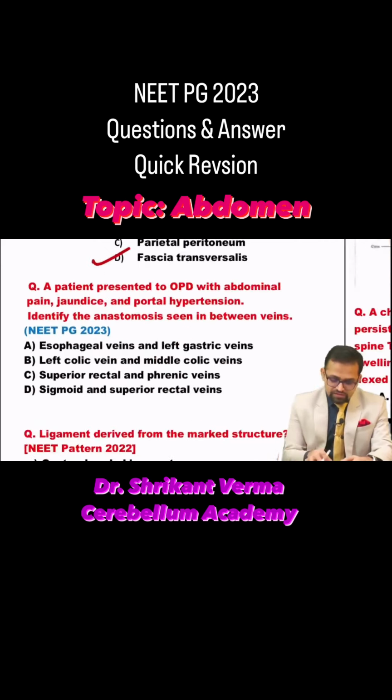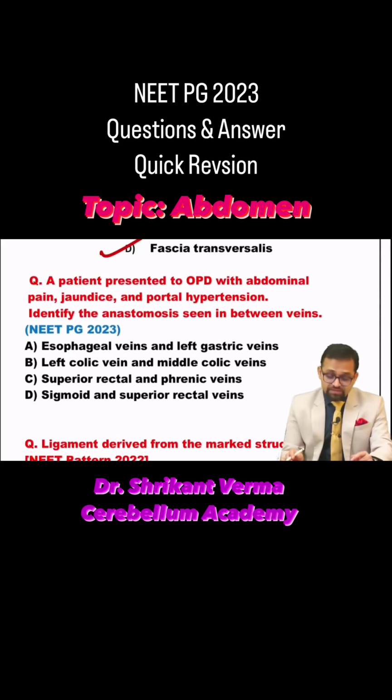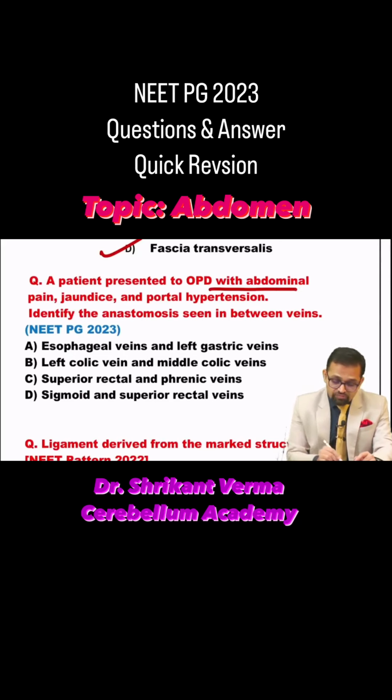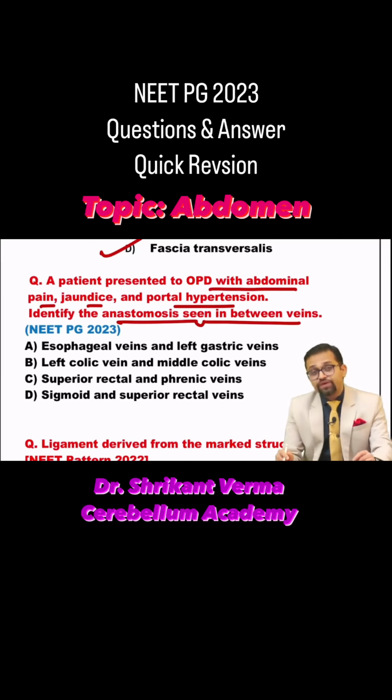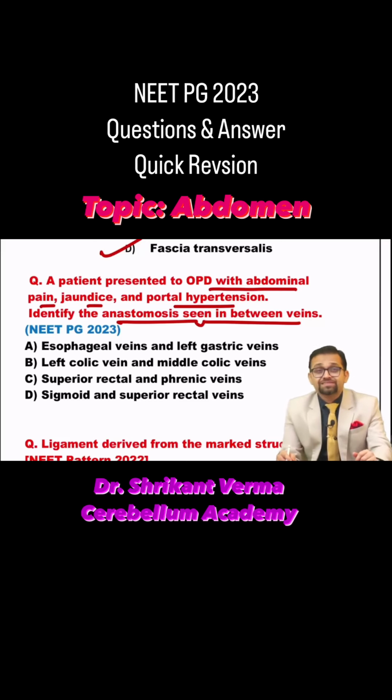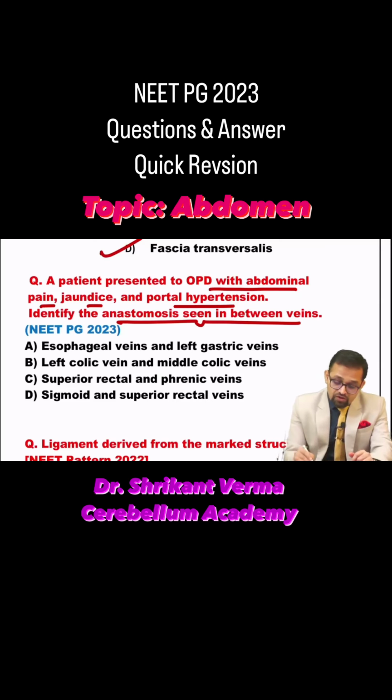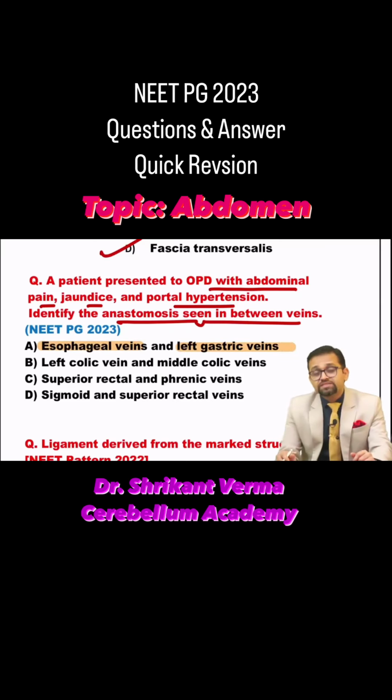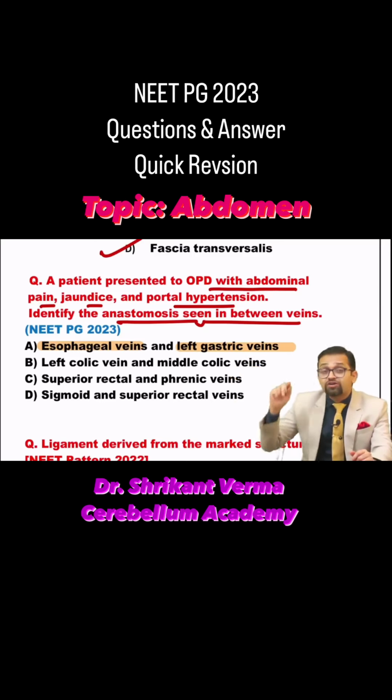Now look here, NEET PG 2023 question. A patient presented to the OPD with abdominal pain, jaundice and portal hypertension. Identify the anastomosis between which veins? So this is the portocaval shunt anastomosis. So we should know the facts about the portal vein. Yes, at the lower end of the esophagus and our stomach, there is an anastomosis between two veins which are part of the portocaval shunt. So A is the answer.